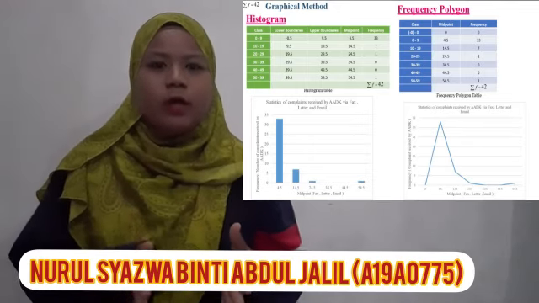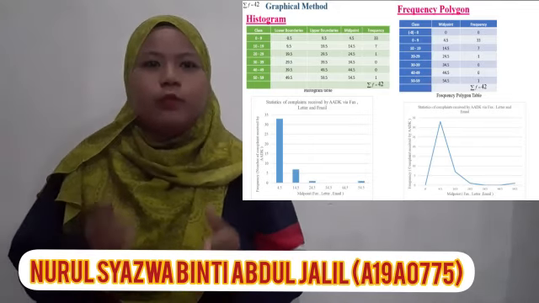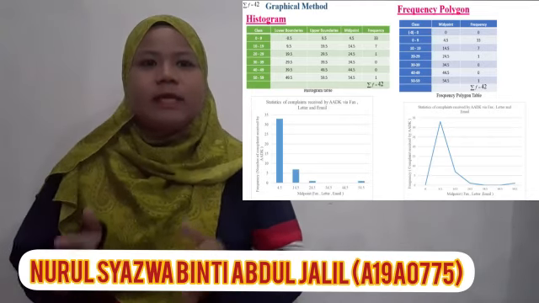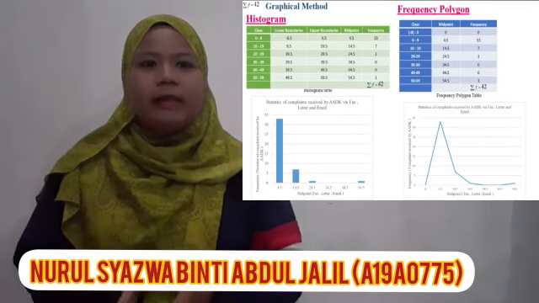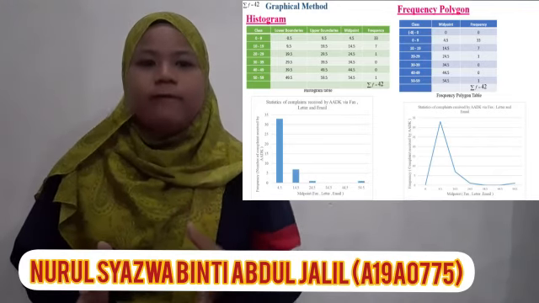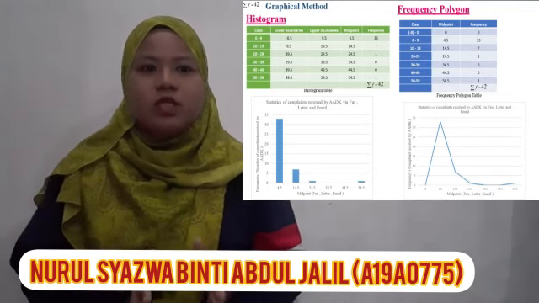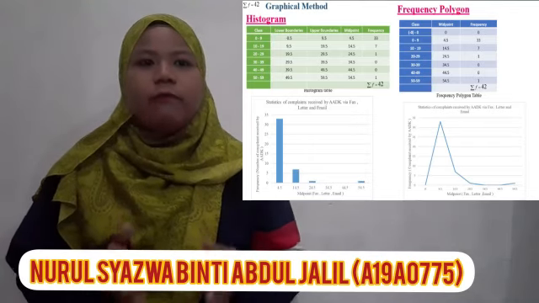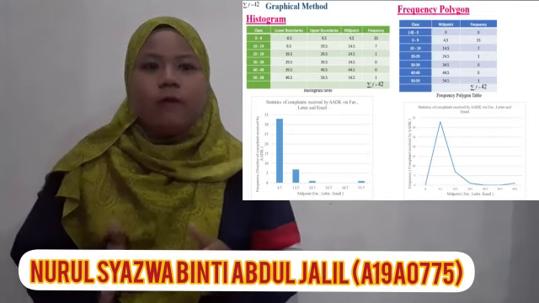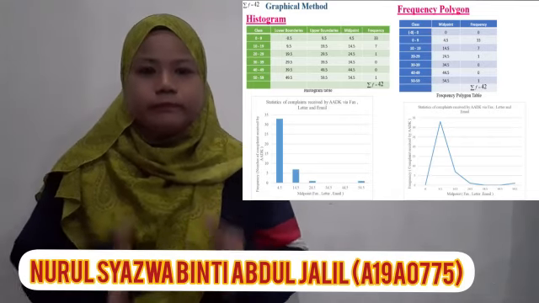Next, frequency polygon. For the frequency polygon, we use class, midpoint, and frequency. For the first class, negative 10 until 0, midpoint is 0, frequency is 0. For the second class, 0 until 9, midpoint 4.5, frequency is 33. The total frequency is also 42. This is the graph of the frequency polygon.